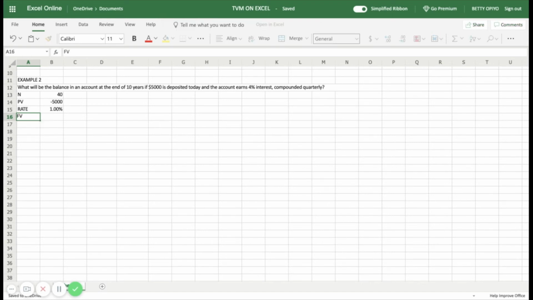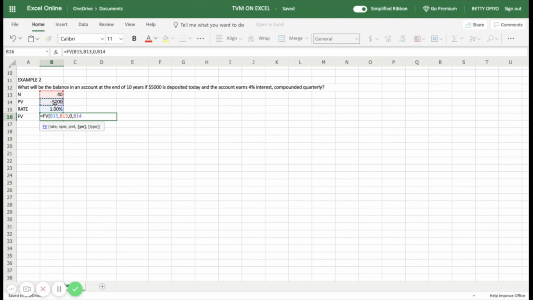Future value is what this question is asking us to find, because it's asking for the balance in an account at the end of the 10 years. The end of the 10 years is a time in the future. So we'll be using the future value function FV. Select that, and then rate is 1%. N is 40. PMT is 0 because this is not an annuity. We don't have a recurring payment.